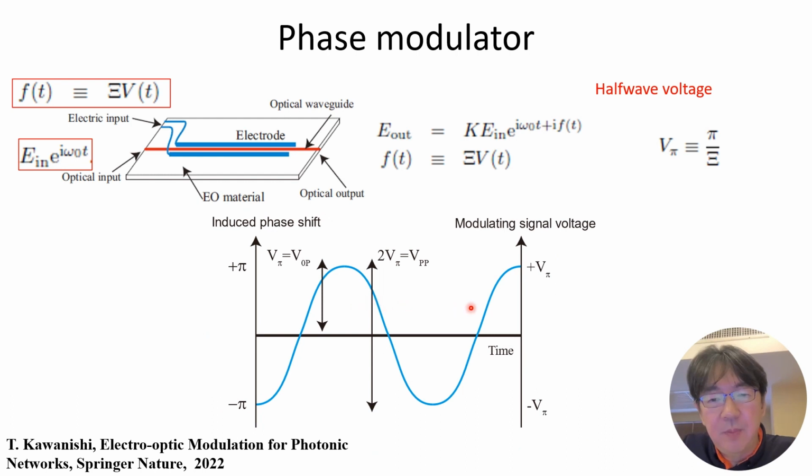Here is the response of the phase modulator. If we put the modulating signal up to the half-wave voltage V pi, we can get a pi phase shift. So in that case, the amplitude of the modulating signal should be equal to V pi. And if we measure the amplitude by the peak to peak, the voltage should be equal to V pi, as you can see here. This is some basic function of the phase modulator.